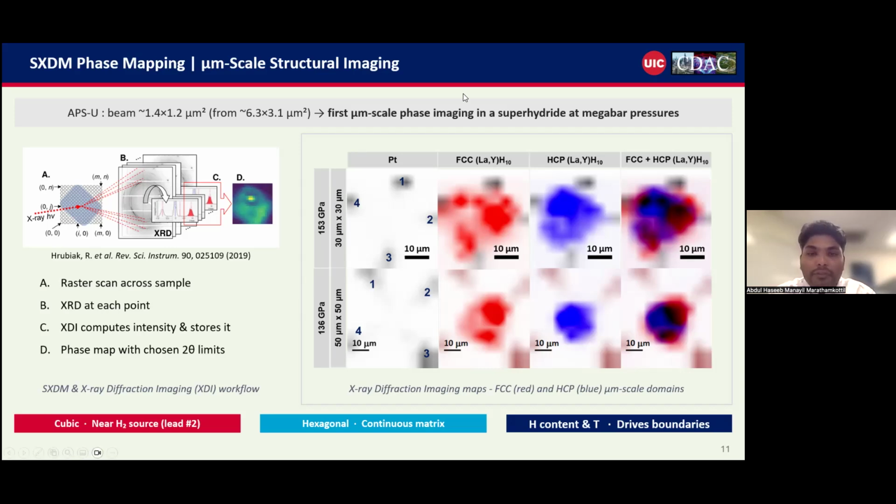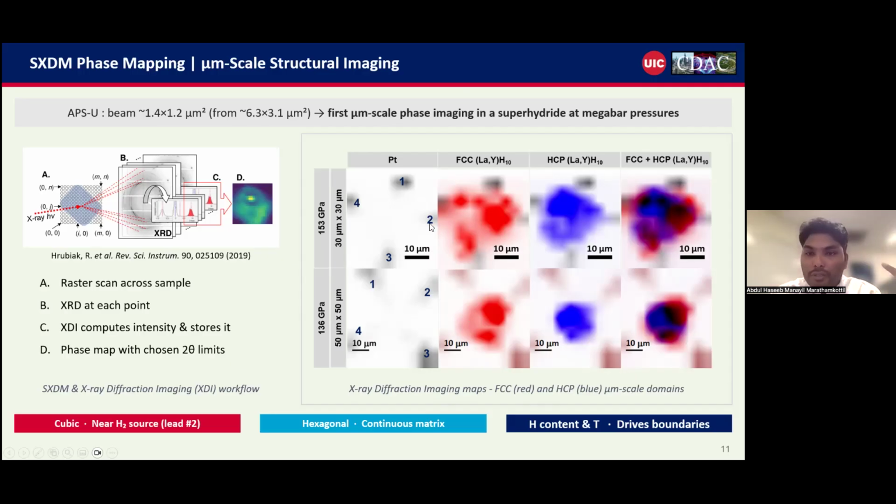The maps at 150 GPa and 136 GPa are shown here. The red is the cubic F-3m phase and the blue is the P63/mmc phase. The cubic phase covers about 42% of the sample space, and it clusters around the pockets near electrodes 1 and 2.